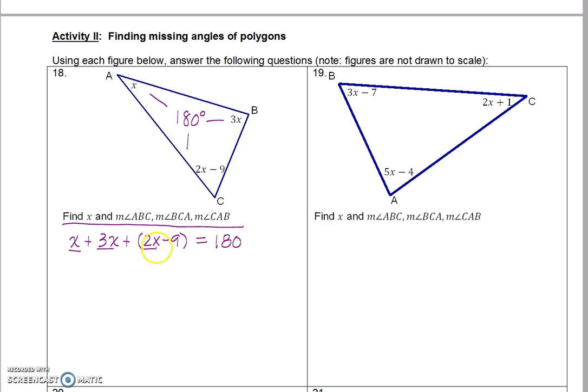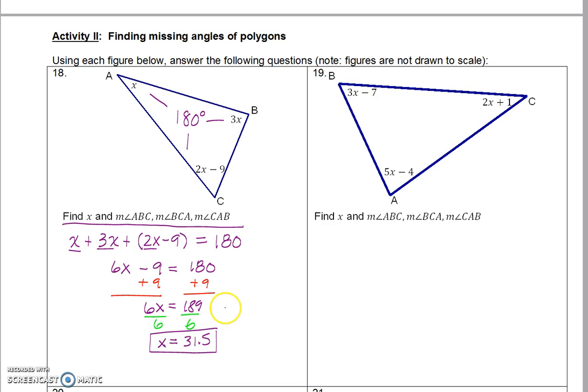So I'm going to combine like terms. I've got 4x plus 2x is 6x. 6x minus 9 equals 180. When I add 9 to each side, I get 6x equals 189. And when I divide each side by 6, I find that x equals 31.5. So I've done the first piece, I've found x.